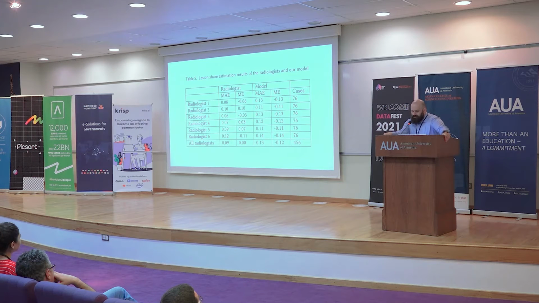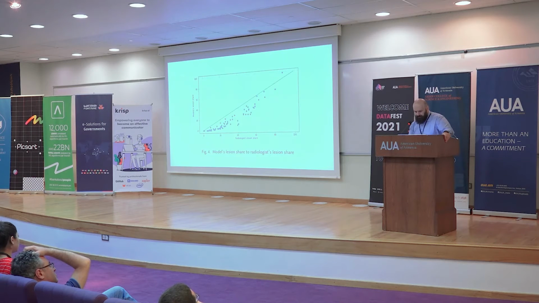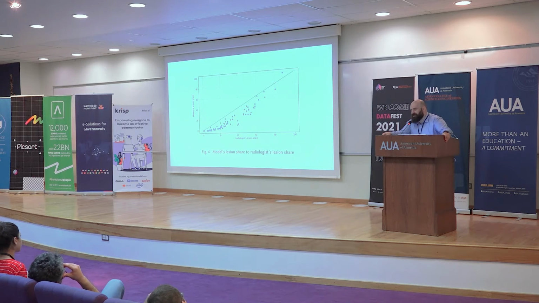Another task was the estimation of lesion share. It means the ratio of the tissue that is affected by COVID-19. Here, our results were still better than most of the radiologists. It showed that radiologists are very bad at estimating lesion share, a task that they are required to do regularly, because they, like human beings, do not have the ability to integrate three-dimensional volumes.